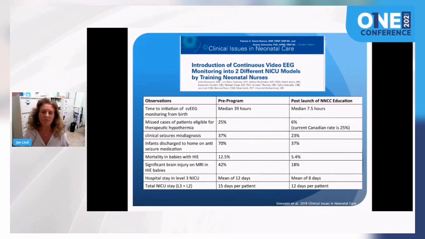Mortality dropped from 12.5% to 5.4%, and significant brain injury on MRI went from 42 to 18%, and our babies went home earlier. Overall, the training of nurses to place the leads with the expert support of our EEG technicians in optimizing a good signal quality, and the interpretation of our epileptologists, along with the guidance from our neurologist in terms of the management and prognosis, has created an incredible neurocritical care team, providing our families and their infants with the best quality of care.